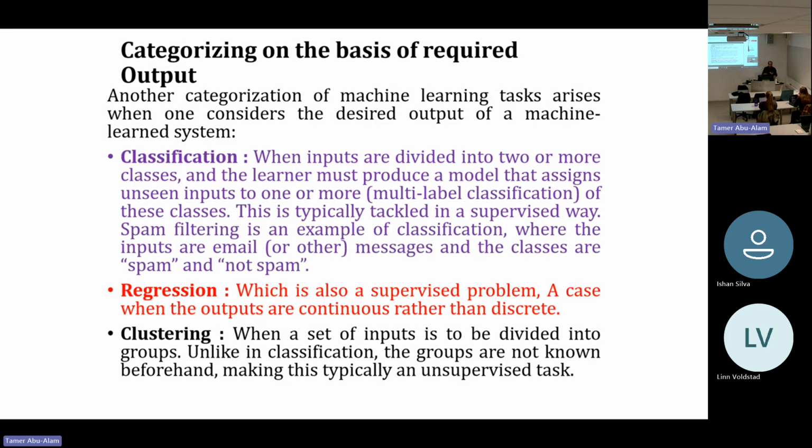We can classify machine learning into different categories. Now we have these 4 main categories: supervised, unsupervised, semi-supervised, and reinforced. But we can also classify them based on the process itself. So we have machine learning that does classification, machine learning that does regression, and machine learning that does clustering. Normally, classification and regression are supervised. Clustering is unsupervised.